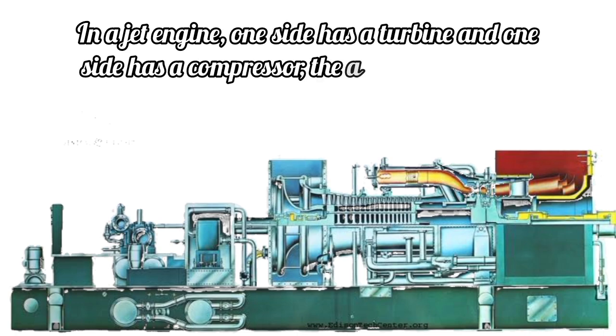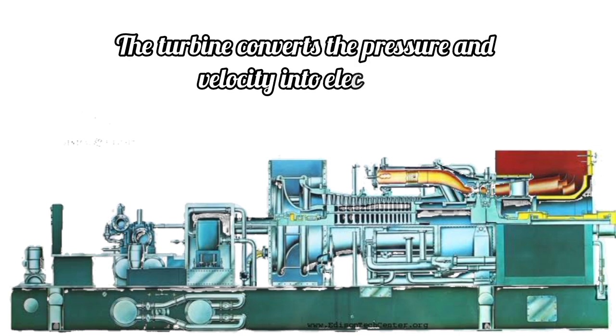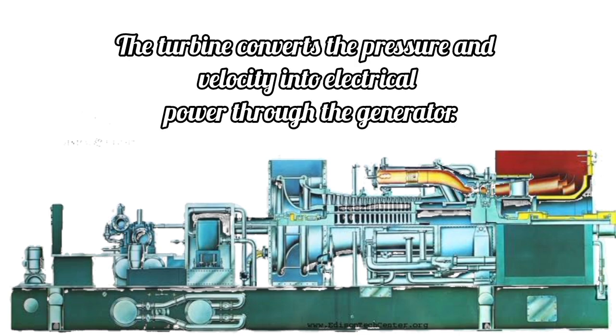In a jet engine, one side has a turbine and one side has a compressor. The air enters the compressor, mixes with the fuel, ignites, and is then ejected through the turbine. The turbine converts the pressure and velocity into electrical power through the generator.